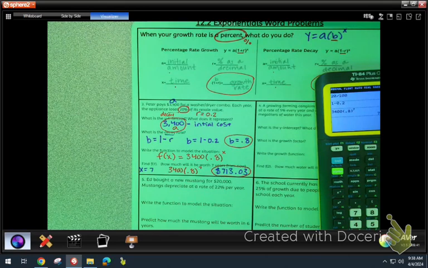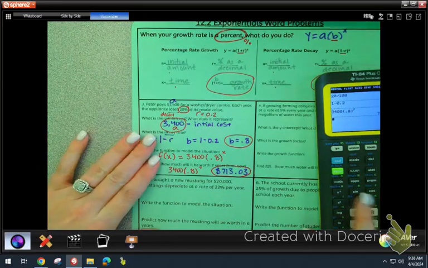You just have to be careful if the word problem has a percentage in it. You have to go through that little change to an r value. If it's growing, 1 plus. If it's decaying, 1 minus. So let's look at number 4 together, and then I'm going to let you try 5 and 6. Okay?